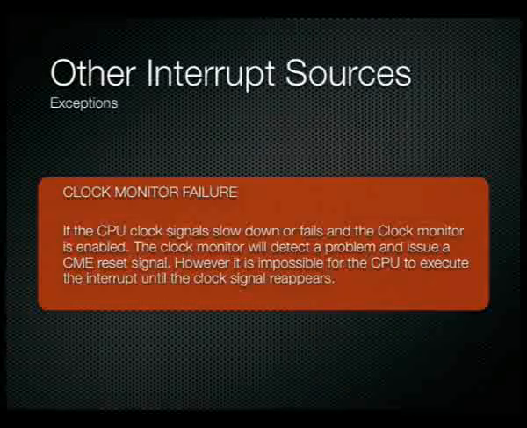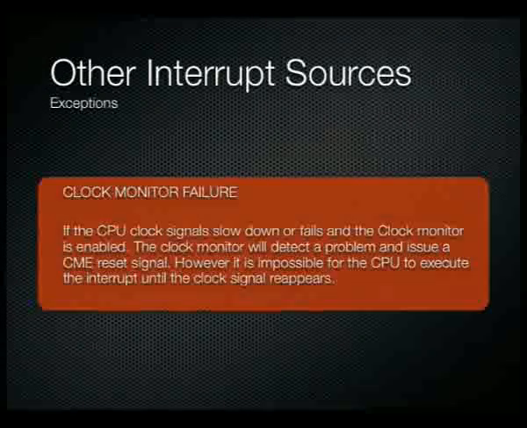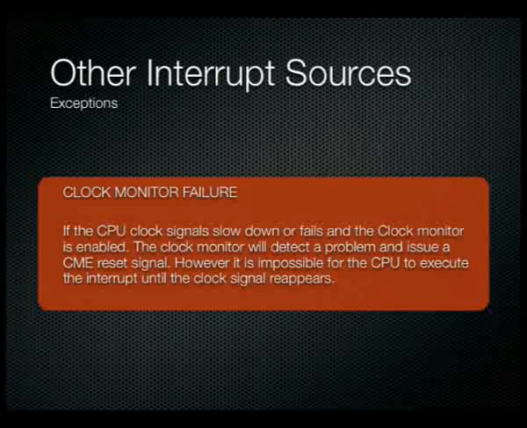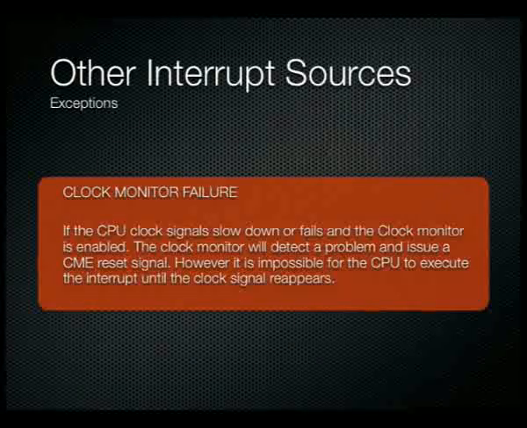So basically, clock monitor failure: if the clock signals slow down or fall or fail, and the clock monitor is enabled, the clock monitor will detect a problem and issue a CME reset signal. However, it is impossible for the CPU to execute the interrupt until the clock signal reappears. So if our clock stops, the processor goes, oh, clock's gone funny, something's happened, and it will trigger the reset. But of course, it can't actually do anything with that clock monitor failure.